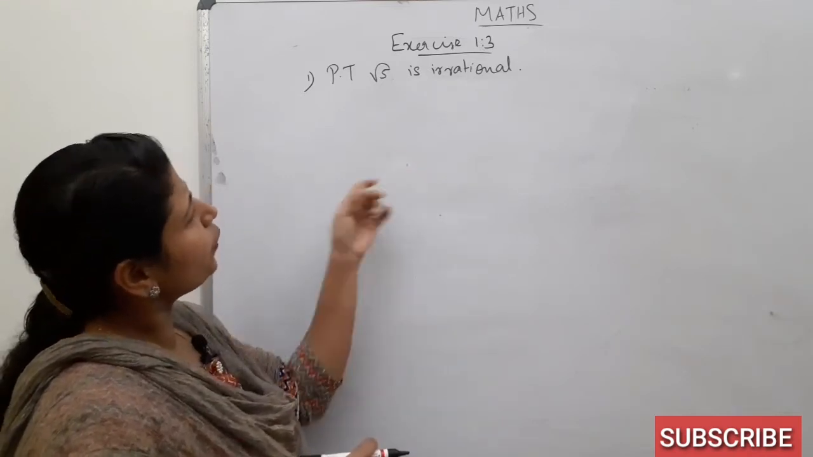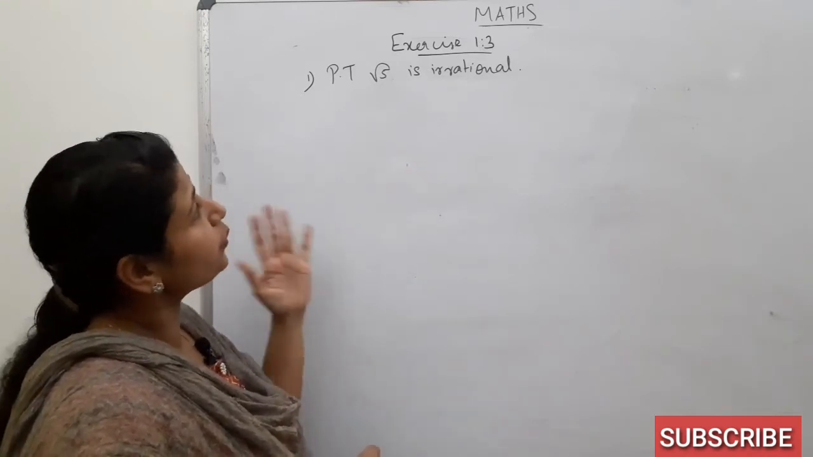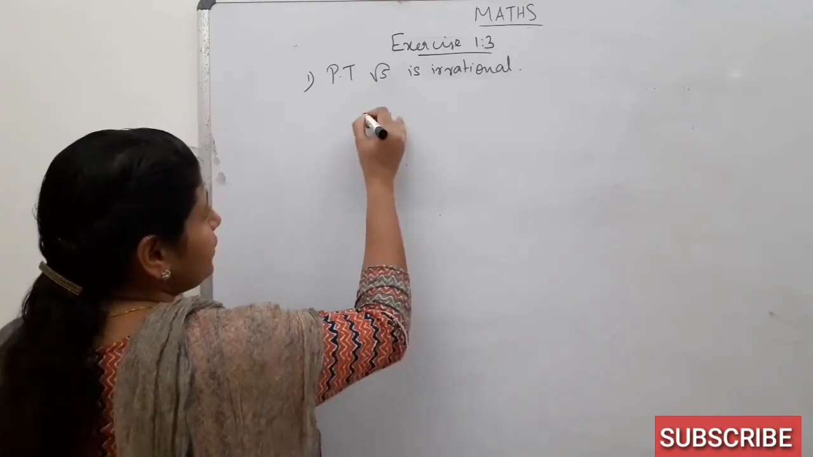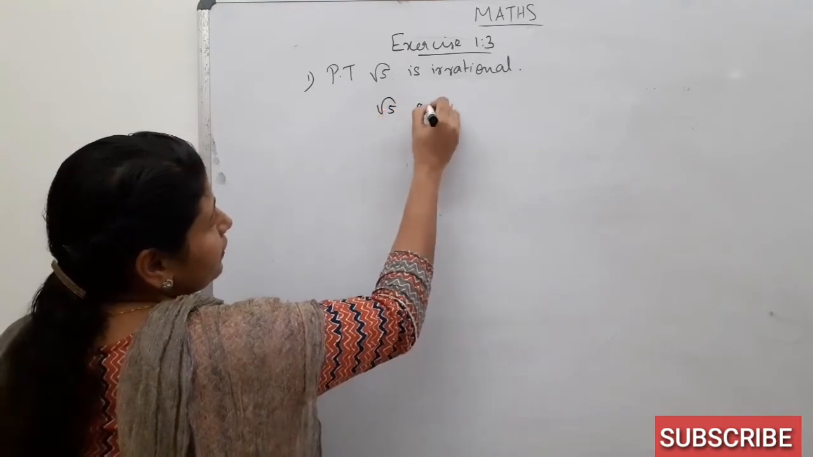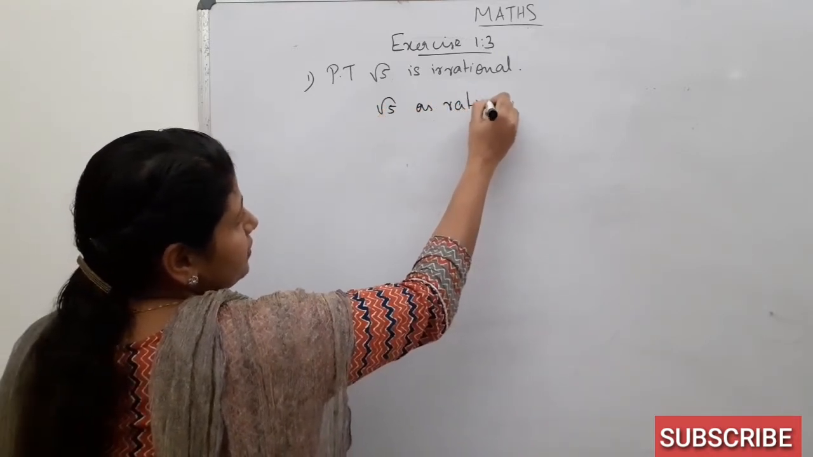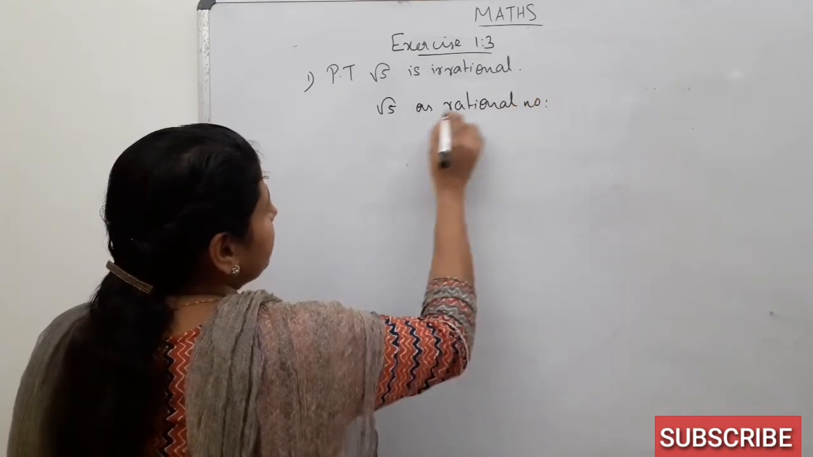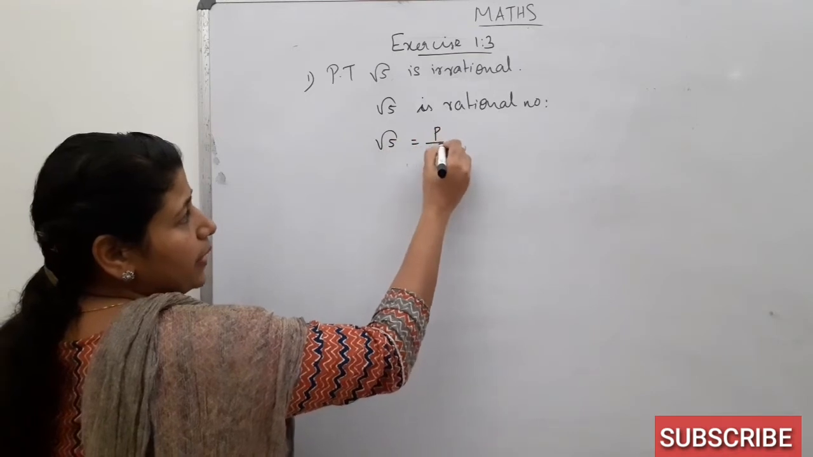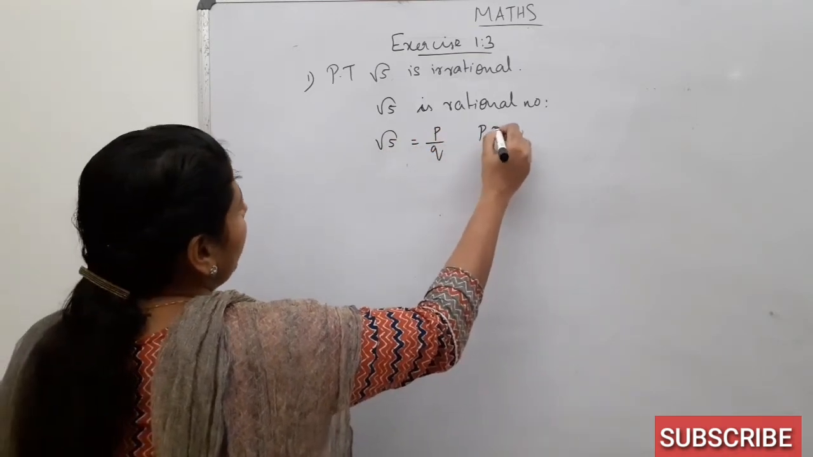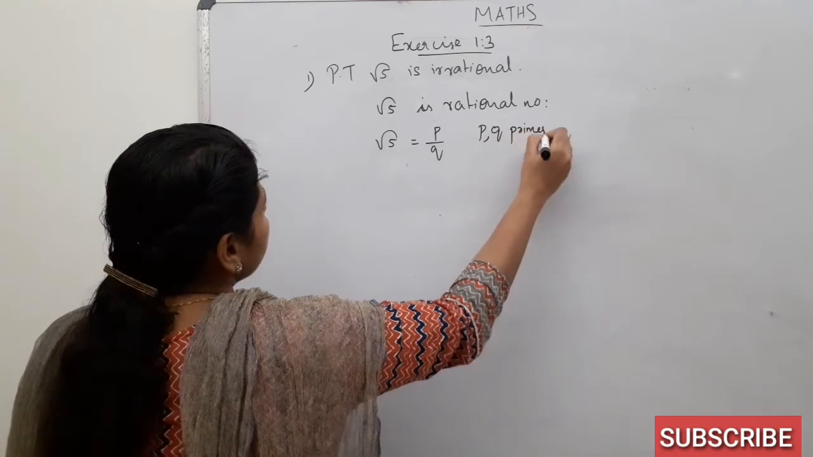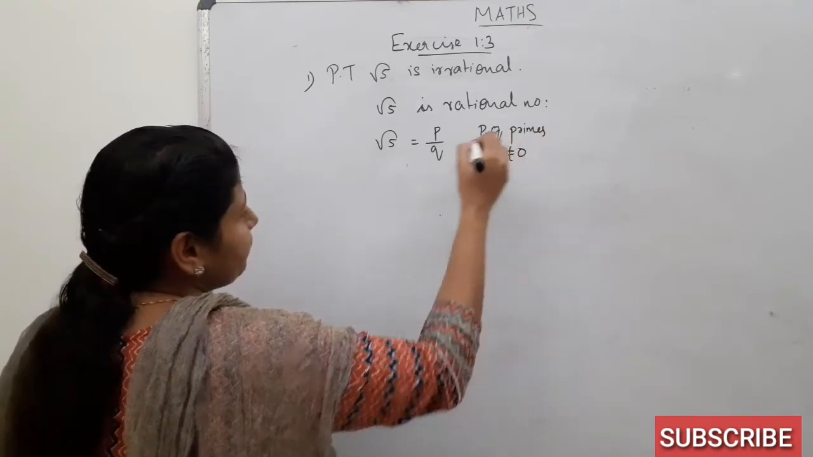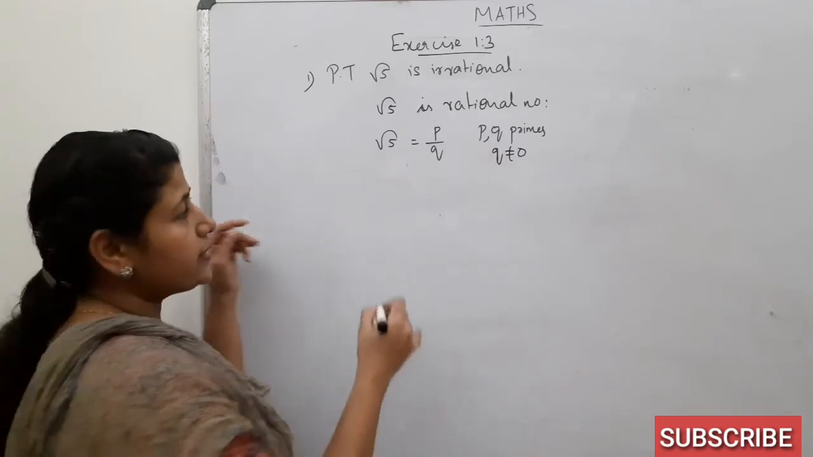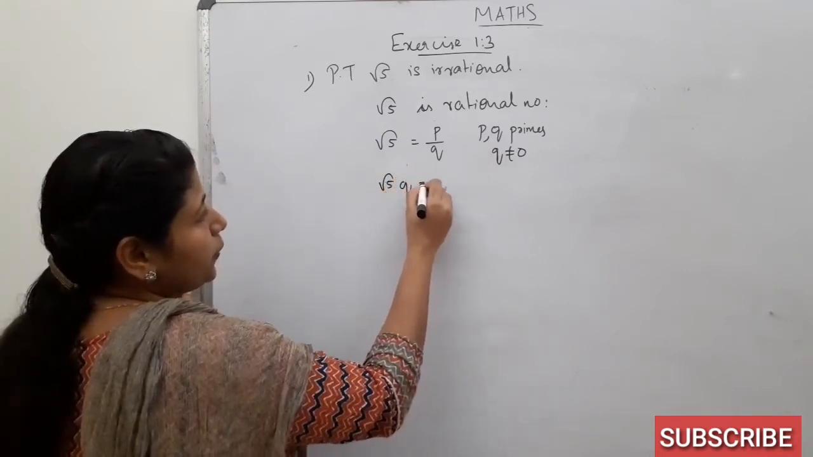Exercise 1.3, first question: prove that root 5 is irrational. Just as we have already discussed for root 2, I am doing this again. Just take root 5 as a rational number. So root 5 can be written as P by Q, where P and Q are primes and Q not equal to 0. This is our condition. Now what do you want to do? Cross multiply. Root 5 Q equal to P.